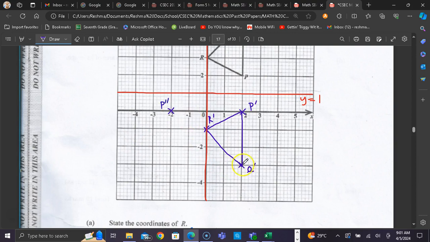Let's look at Q'. 1, 2, 1, 2. So Q'' is here. And R', if we look at it, lies on the mirror line. Therefore, R'' is the same point because it's not reflected, since it lies on the mirror line. So this is our triangle. Note that when a point lies on the mirror line, that point is called an invariant point.